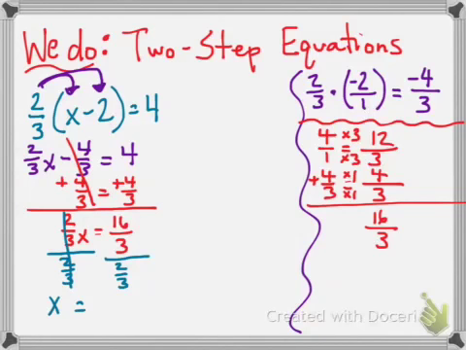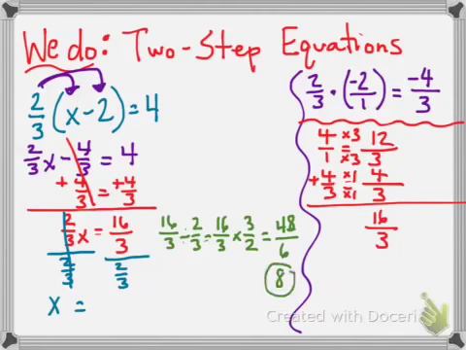That's a complex fraction. So it's the same as 16/3 divided by 2/3. And I know that's equal to 16/3 times 3/2. And so 16 times 3 I know is 48. 3 times 2 I know is 6. 48/6 is the same as 8, so x equals 8.